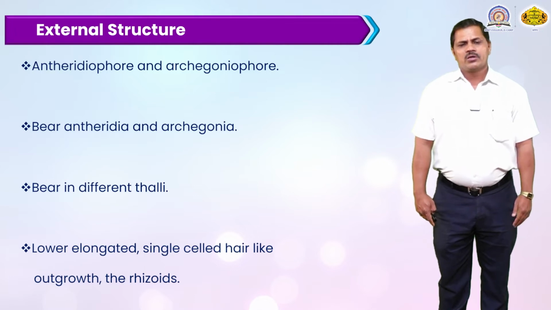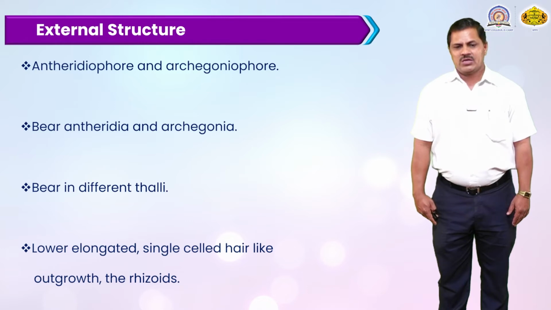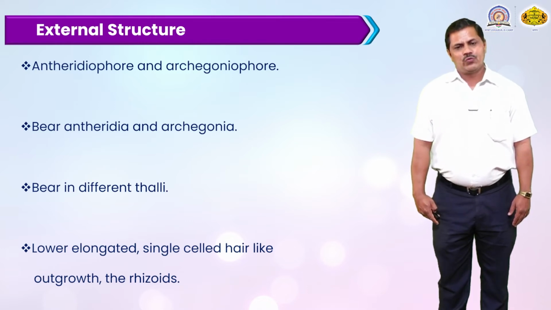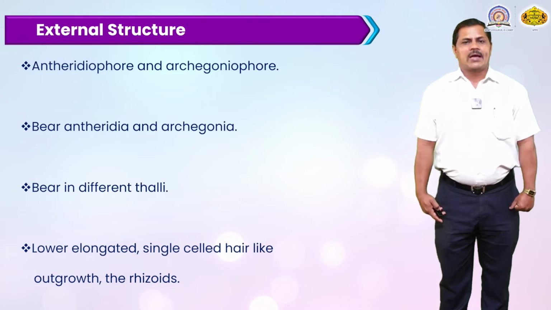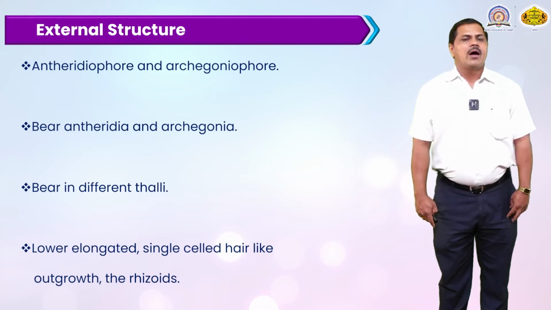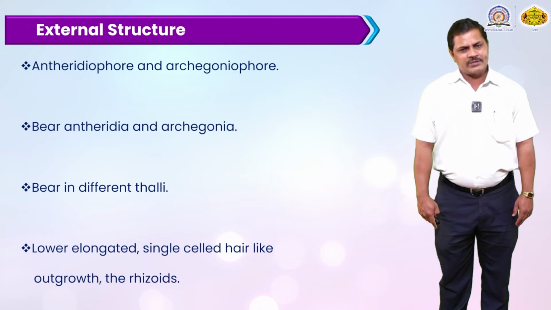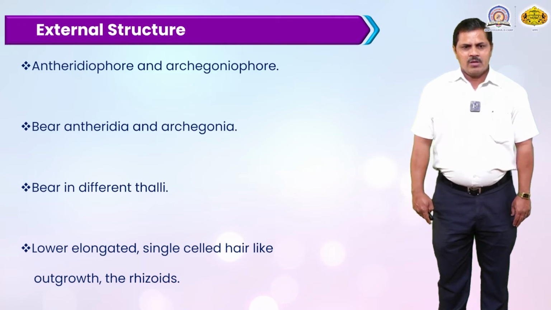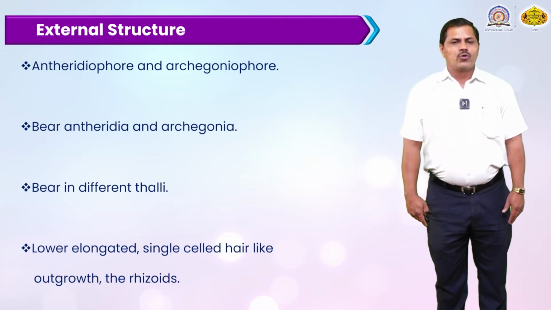When both of them develop on the same plant, it is called monoecious. In some species, the antheridiophore and archegoniophore develop on different plants. It is called a dioecious plant. Mostly they are monoecious plants. Both sex organs develop on the same plant but on different branches, bearing the antheridia and archegonia.